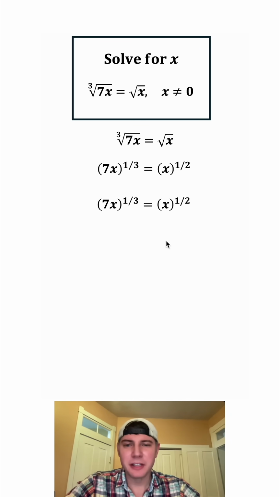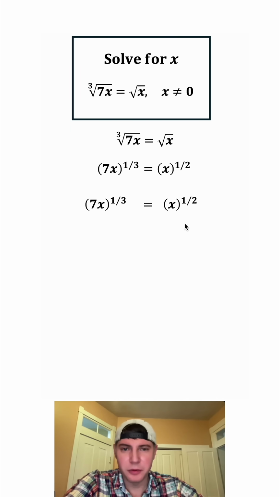For the next step, I don't really like fractions, so let's get rid of these denominators. The lowest common multiple of 3 and 2 is 6. So if we do both sides of the equation to the power of 6, these denominators will go away.